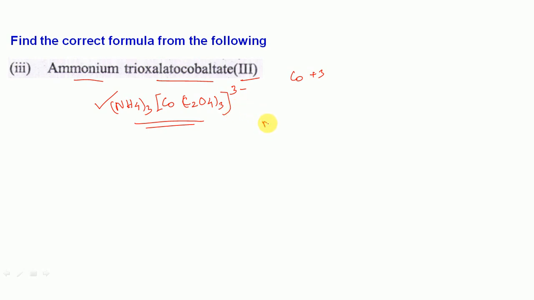So ammonium, NH4 plus cations. The cobalt ion is in the +3 oxidation state. Each oxalate, C2O4, is 2 minus, and 3 bound oxalates give a -3 charge. The ammonium ions act as counter ions to balance the charge.